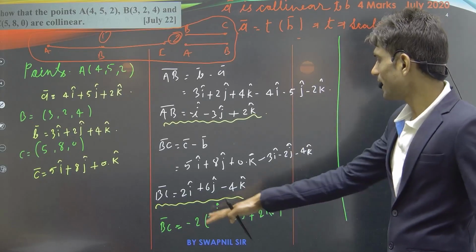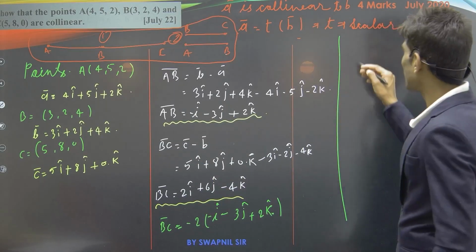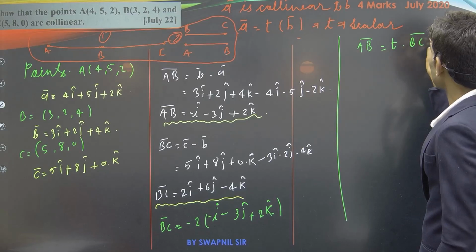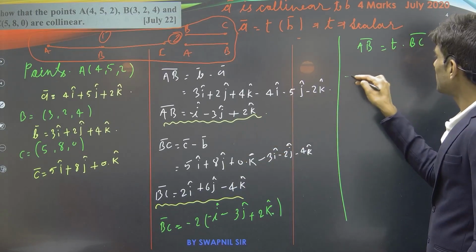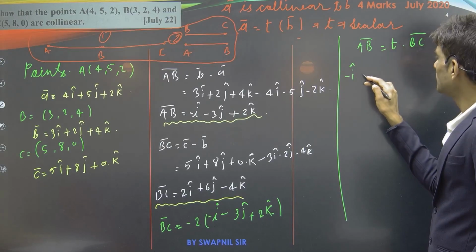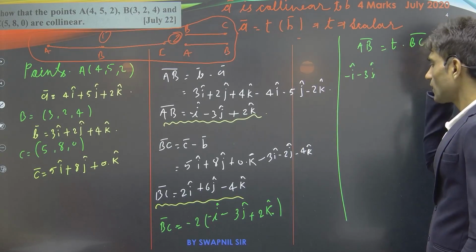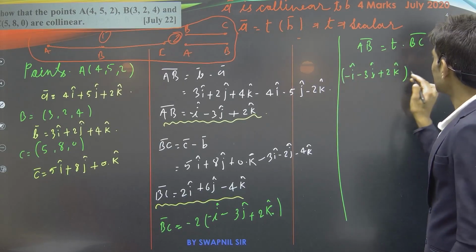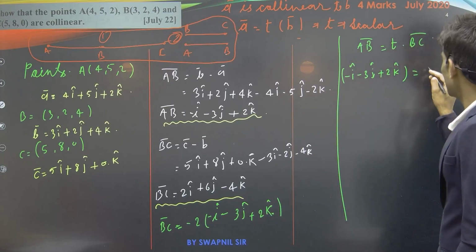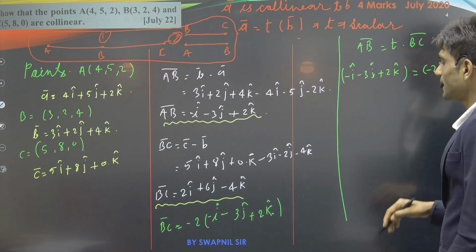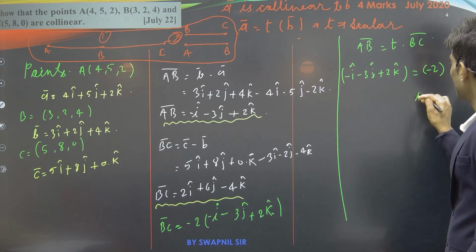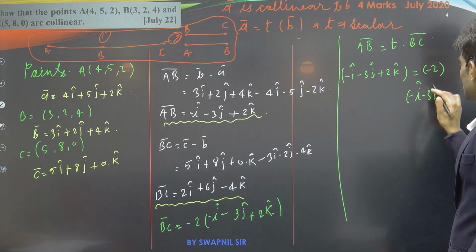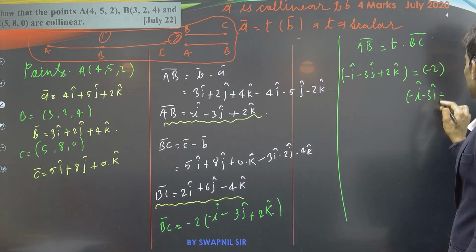Okay, so we can write AB bar as some scalar multiple of BC bar. Put the value for AB bar here: minus i cap minus 3j cap plus 2k cap is some scalar multiple, which is negative 2 into minus i cap minus 3j cap plus 2k cap.